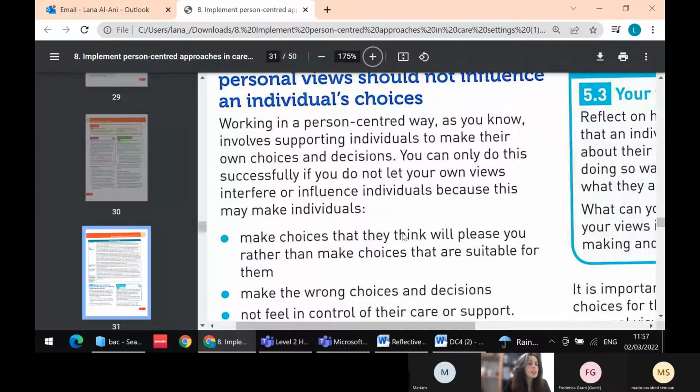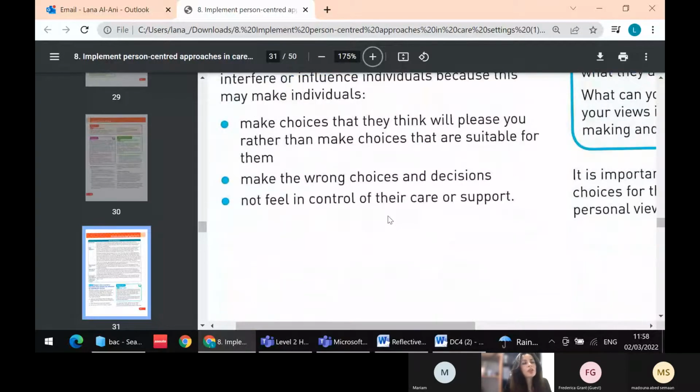Working in a person-centered way means involving your clients in making their own choices and decisions. You can only do this successfully if you let them make their own choices and tell you their own views, with no influence from anyone. Why? Because they would be making choices that they think will please you, rather than choices that are suitable for them. They would be doing things just to please you, not to make them happy with their own choices.